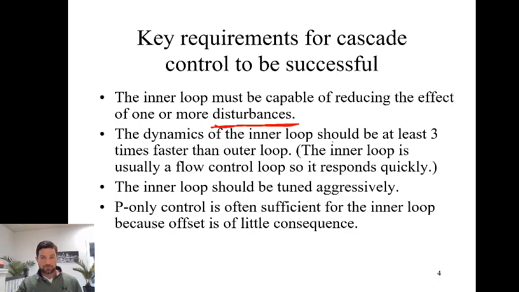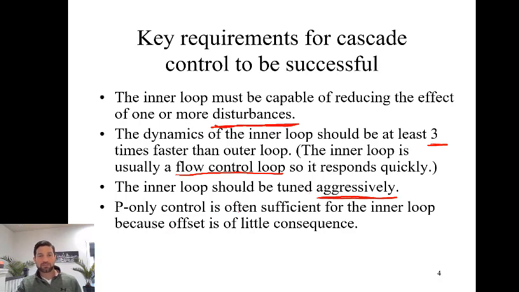The dynamics of the inner loop should be at least 3 times faster than the outer loop. So the inner loop is often a flow control loop. Oftentimes when the primary control element is a control valve, the control valve is cascaded. In this case, the inner loop can be tuned aggressively. So whenever there's a change, the inner loop can respond very aggressively.